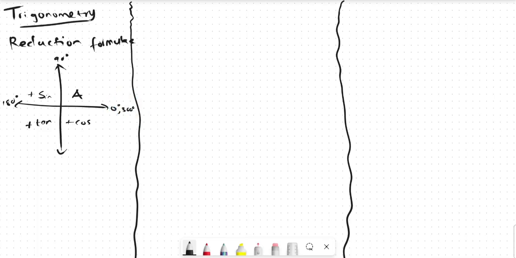I don't want to see 270 in any of your work, anywhere. Please, no 270. Can I write it down here? No 270. We don't want to see 270 in any of your answers, please. All right.